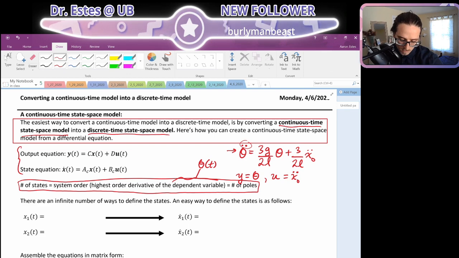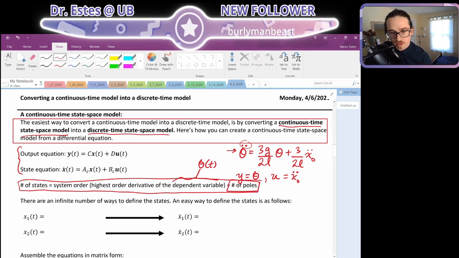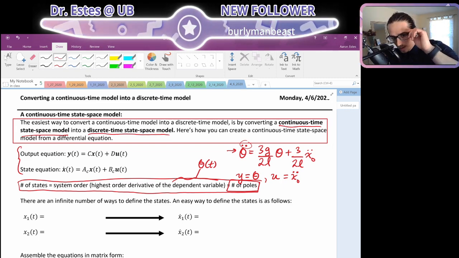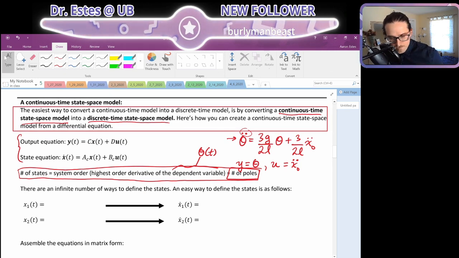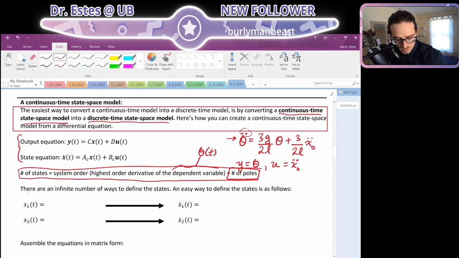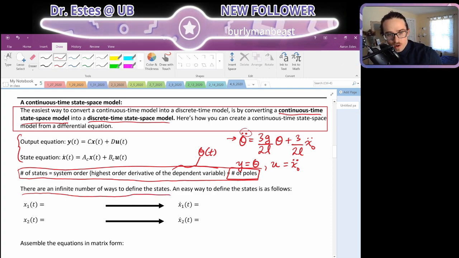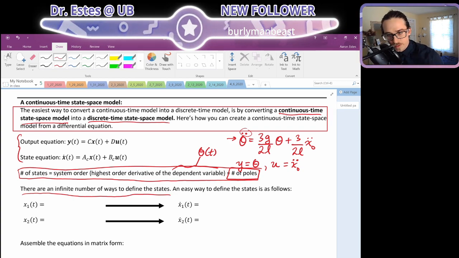And the number of states is also equal to the number of poles. Like if you turn this into a transfer function by taking the Laplace transform, you could also do that. So the first thing is establish the number of states. So that's 2. Once you know the number of states, there are an infinite number of ways to define what those states are. But I'm going to give you one easy option.